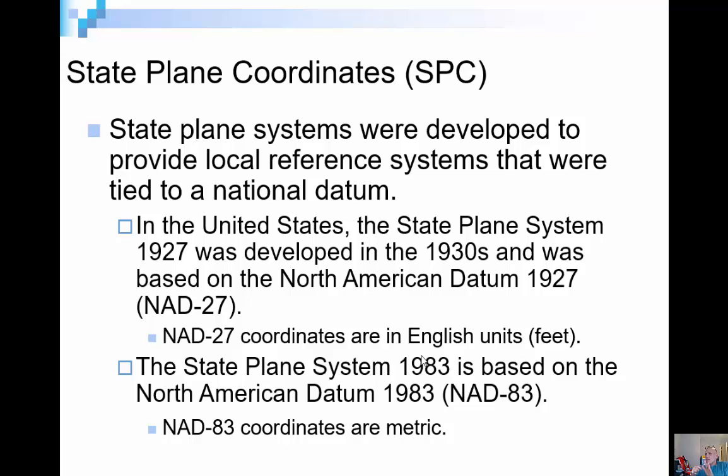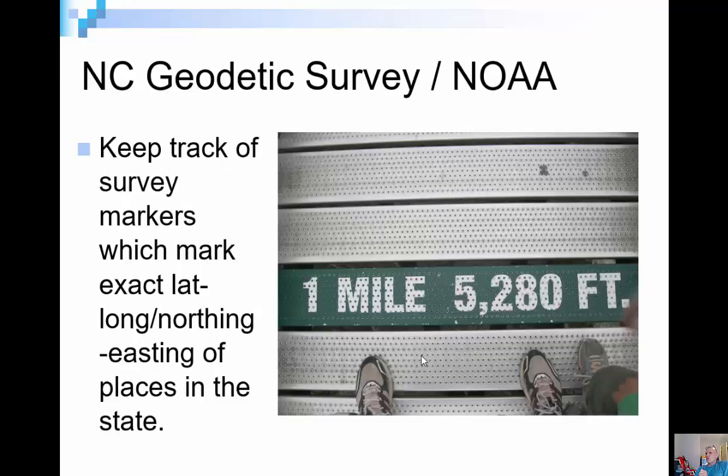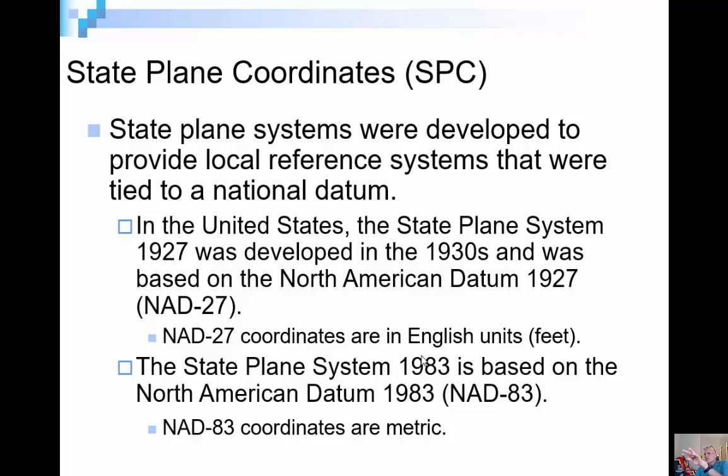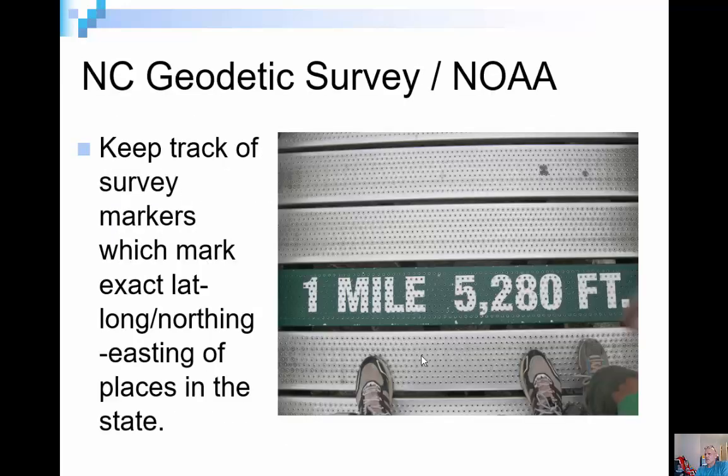State planes were created to provide local reference systems that are tied to the national datum, like NAD 27, NAD 83. But the whole goal of, say, the North Carolina state plane projection is to minimize distortion for the state of North Carolina. The New Jersey projection system is to minimize distortion for the state of New Jersey. Okay, nothing more, nothing less.